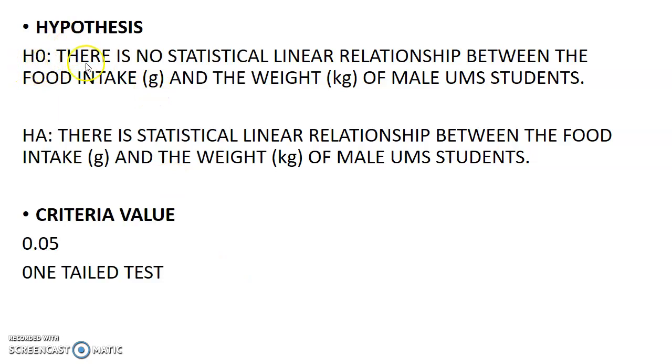The hypothesis. The null hypothesis in this experiment is there is no statistical linear relationship between the food intake in gram and the weight in kilogram of male UMS students. The alternative hypothesis, there is a statistical linear relationship between the food intake in gram and the weight in kilogram of male UMS students. Criteria is 0.05 and 1 tail test.